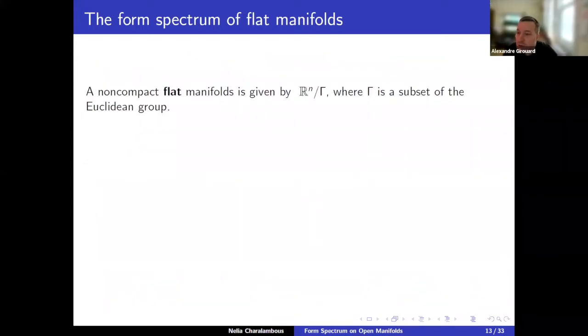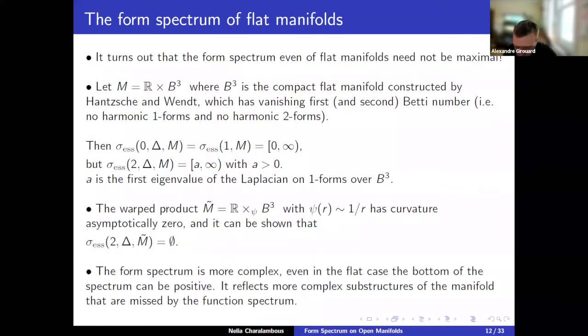Nelia, can I ask? Yes, of course. Are there examples where the spectrum on functions is not maximal, but the one-form spectrum is maximal?